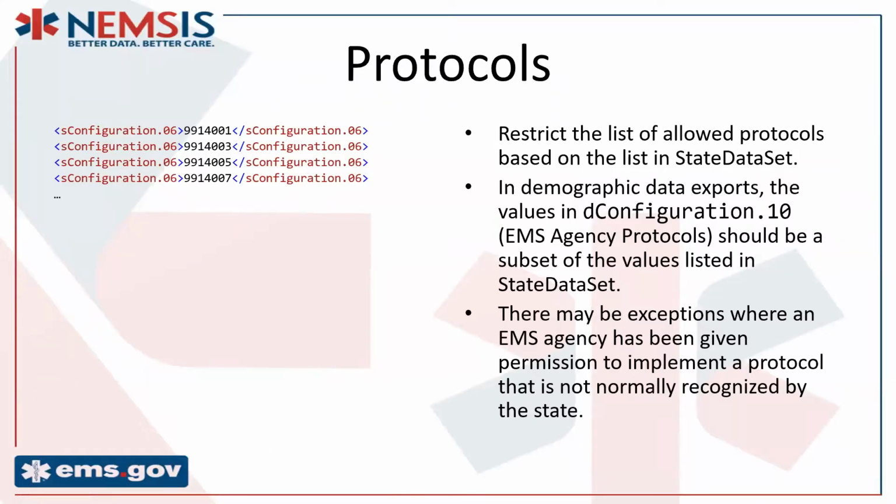Next is protocols. You'll get a list of protocols that the state permits in sConfiguration.06. That element will repeat for each protocol. And then all you have to do, just like all the others, is restrict the list of protocols for the agency based on the protocols that the state recognizes.